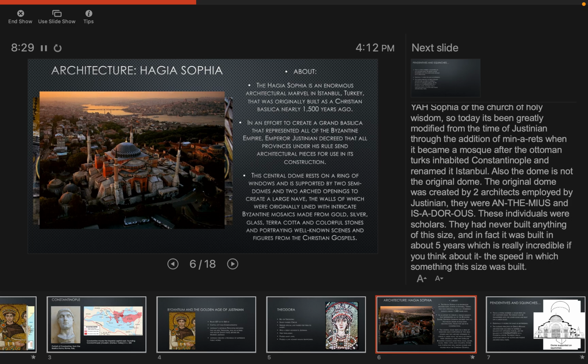Reading these bullet points, the Hagia Sophia is an enormous architectural marvel in Istanbul, Turkey, that was originally built as a Christian basilica nearly 1,500 years ago in an effort to create a grand basilica that represented all of the Byzantine Empire. Emperor Justinian decreed that all provinces under his rule send architectural pieces for use in its construction. So he acquired lots of materials from people under his reign.